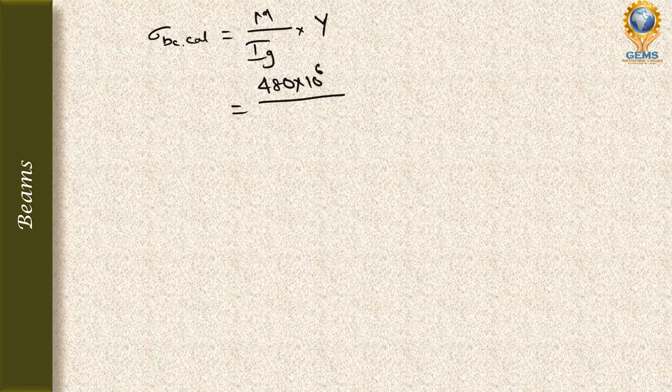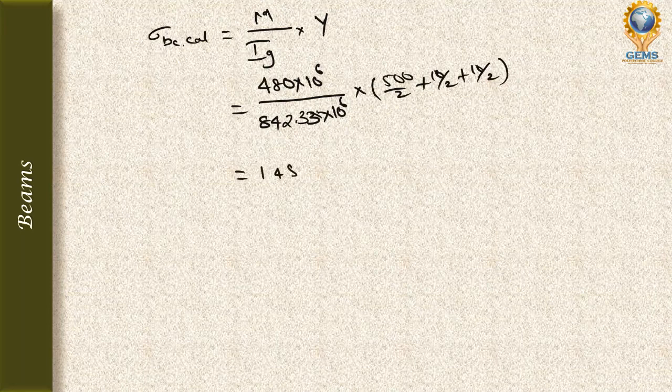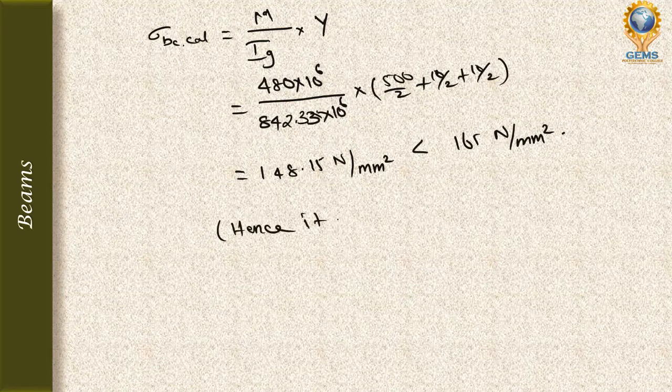So the Ig value is 842.33 into 10 to the power 6, into the y value, which is 500 by 2 plus 10 by 2 plus 10 by 2. So here the value is 148.15 Newton per mm square, which is less than the 165 Newton per mm square. So hence it is safe.